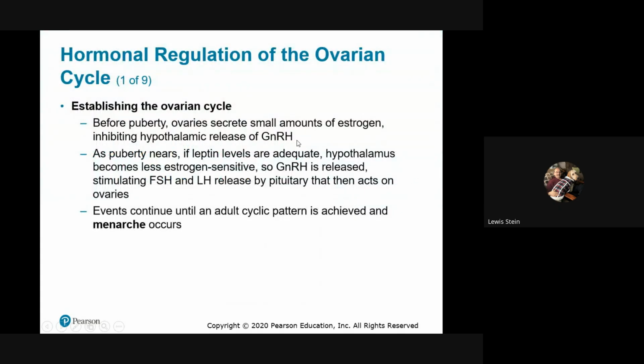You saw that illustration before. It takes a while for it to get established, but once it does, typically, I just can't give you a figure. The whole idea is that you have to have adequate fat levels.